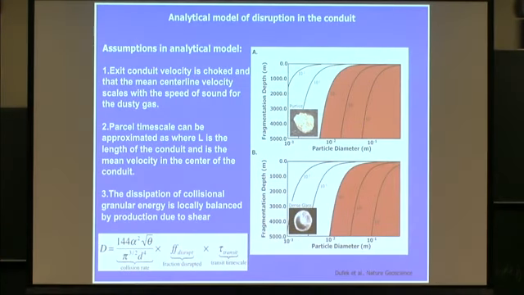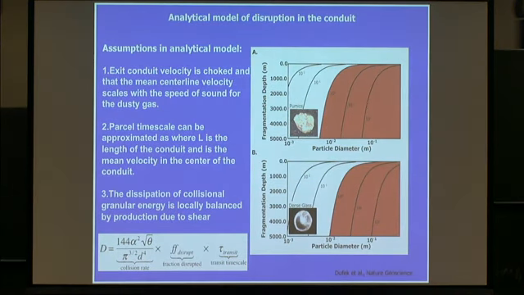And so before throwing the full numerics at it, we can look at a simpler analytical model that's going to make three big, but interesting, assumptions. The first assumption is that the exit velocity is choked, so the speed of sound coming out of the vent. The second is that the parcel timescale, the timescale from fragmentation to going out the surface, is basically related to the length of the conduit. And the third is that the dissipation of granular energy is related to production due to shear. This is a really simple kinetic theory assumption.